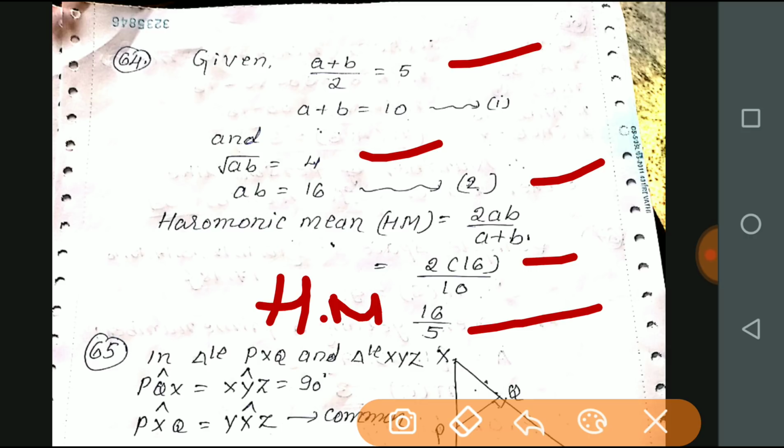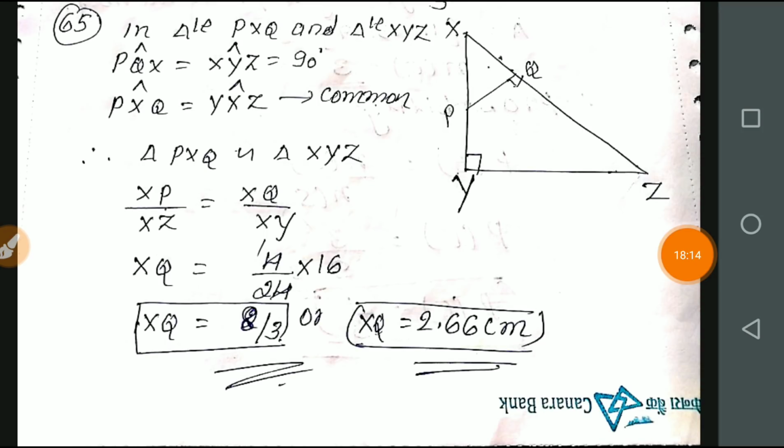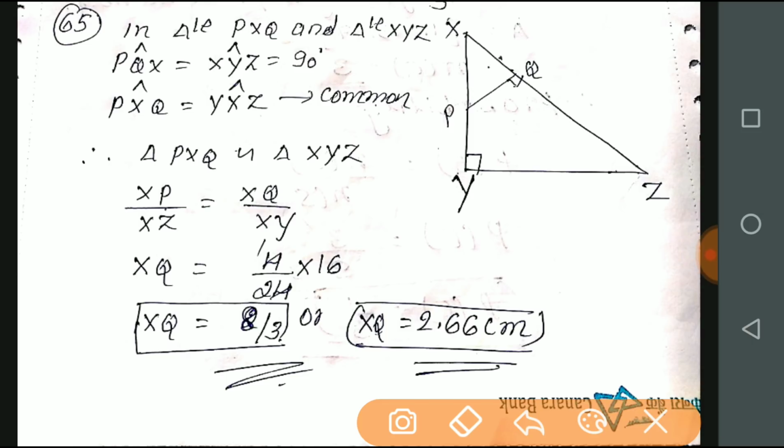Next question. In triangle XYZ, P is any point on XY and PQ is perpendicular to XZ. If XP is equal to 4 cm, XY is equal to 16 cm, and XZ is equal to 24 cm, find XQ. Here there is a triangle, that is triangle XYZ.